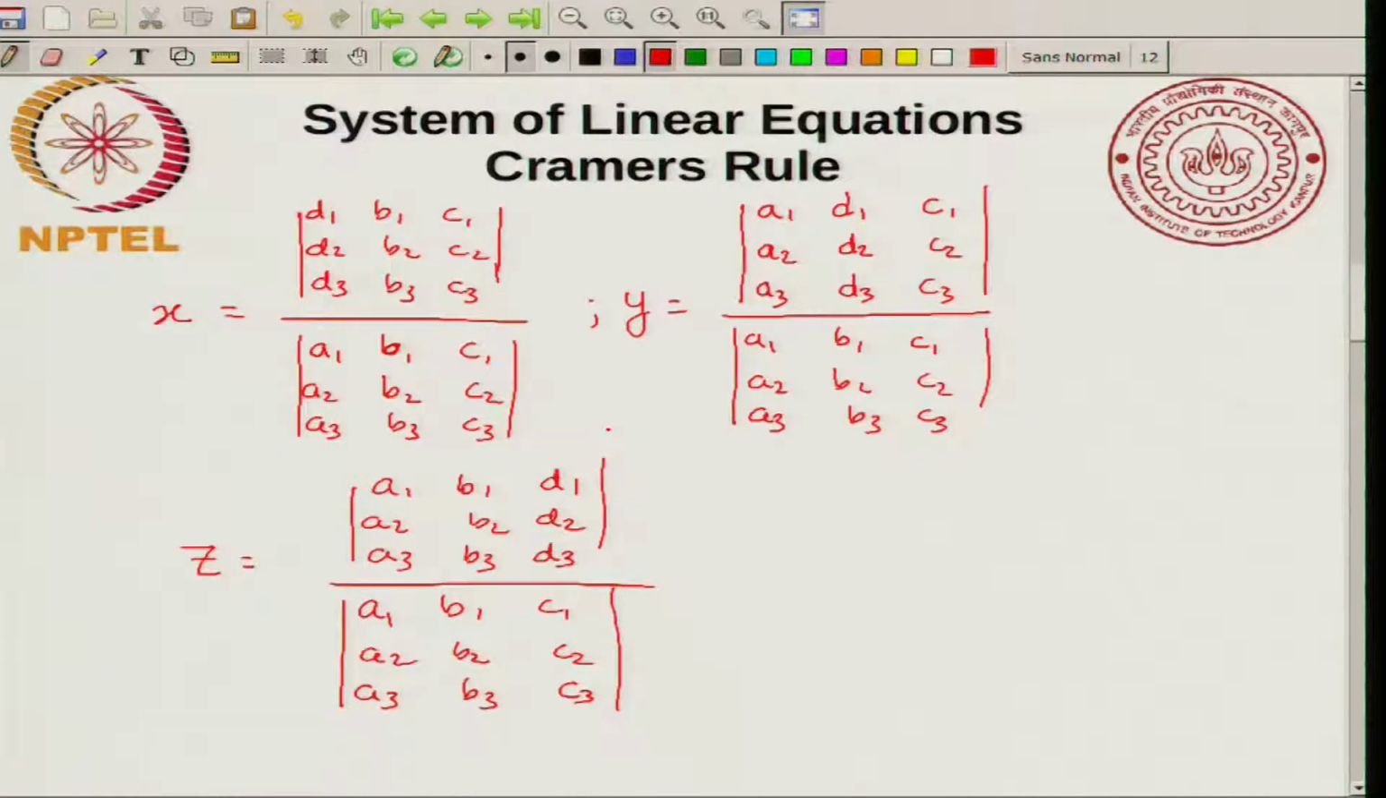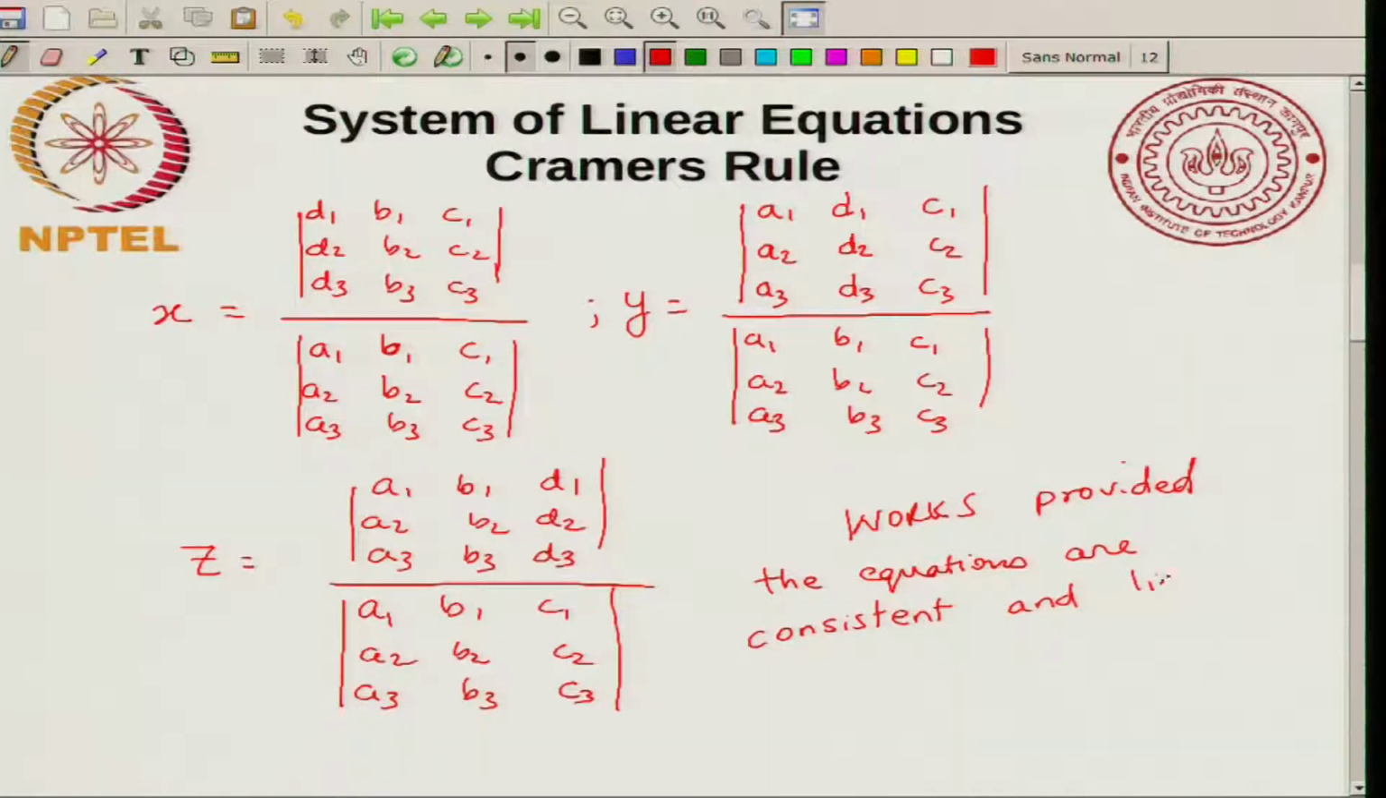So, this Cramer's rule can be used to quickly solve a system of linear equations, provided the equations are consistent and linearly independent.